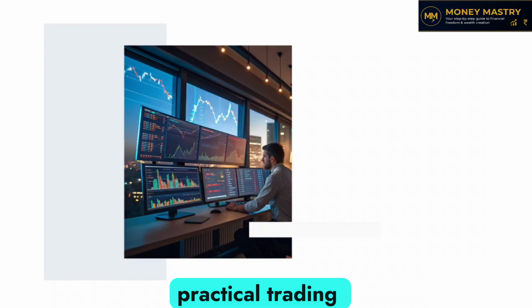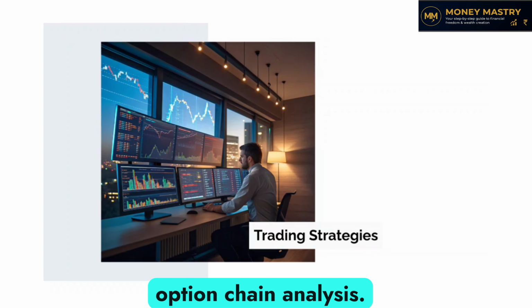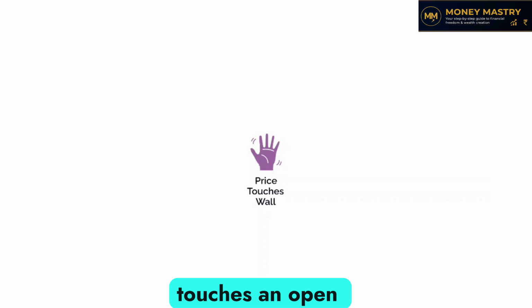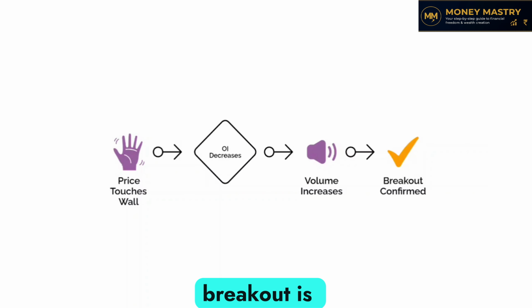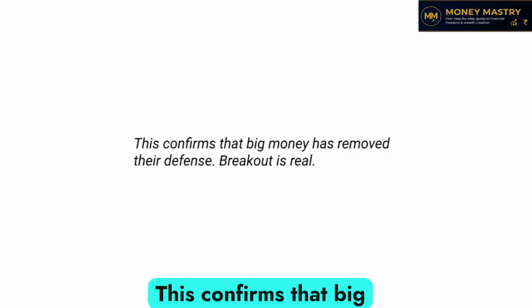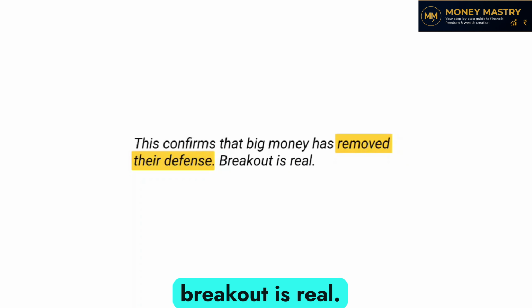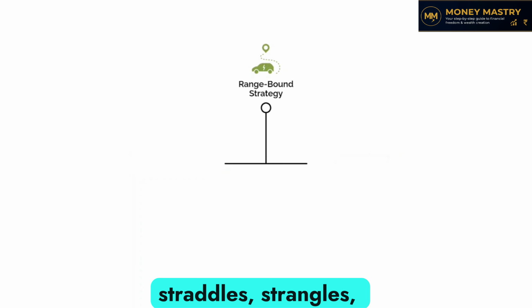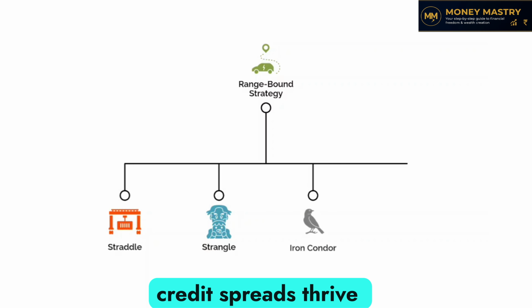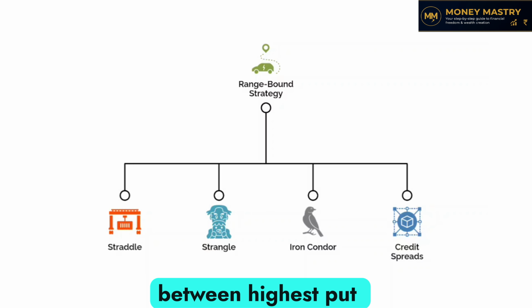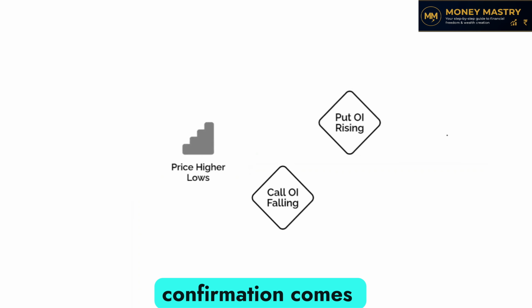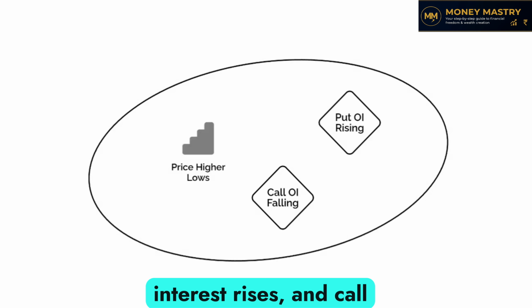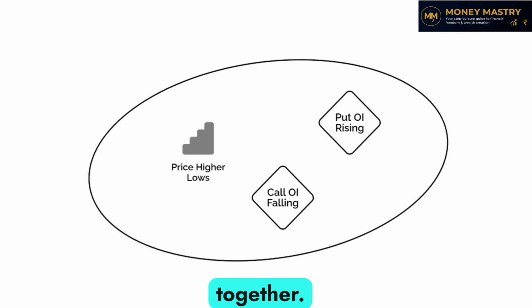Now let's explore practical trading strategies using option chain analysis. In the breakout strategy, when price touches an open interest wall, that open interest decreases, volume increases, and the breakout is confirmed. This confirms that big money has removed their defense. The breakout is real. Range-bound strategies like straddles, strangles, iron condors, and credit spreads thrive when price stays between highest put and call open interest. This is where option sellers make the most consistent income. Strong uptrend confirmation comes when price makes higher lows, put open interest rises, and call open interest falls together.